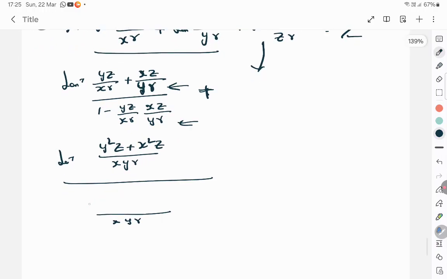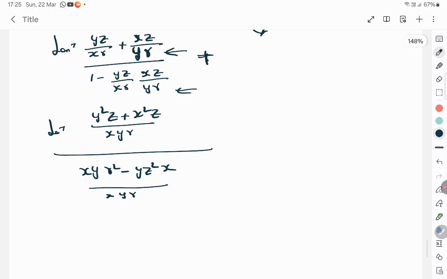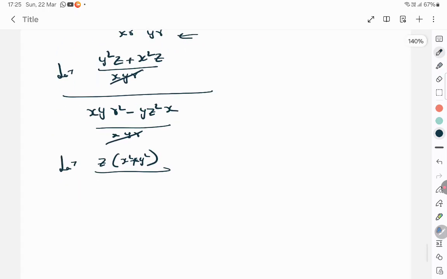And similarly, LCM is xy r square minus y z square x. So you get it like this. Now this and this are getting cancelled. Tan inverse of, what is common in the numerator? You can see the z is common. You get an x square plus y square in the numerator. In the denominator, what is common? Again an xy is common in the denominator. You get an r square minus z square.